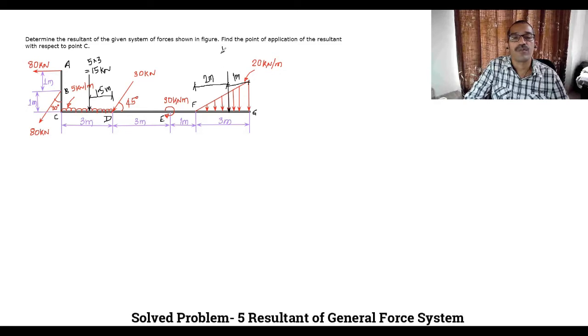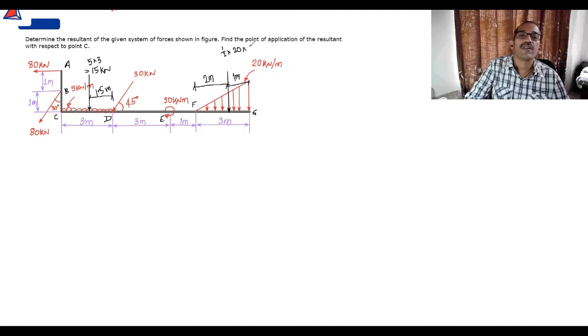Magnitude of load is WL by 2, or half of W into L. W is 20 and L is 3, so half of 20 is 10, and 10 into 3 will be 30 kilonewton. Fine. Now the equivalent of the UDL is ready, and the equivalent of the UVL is ready.